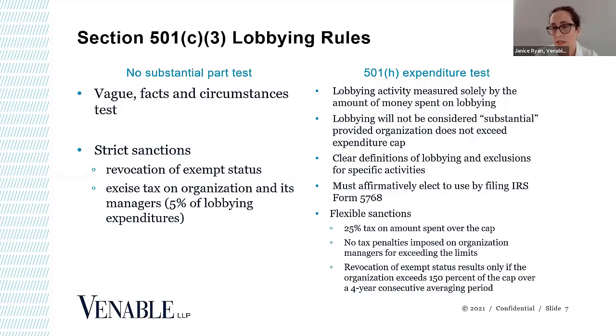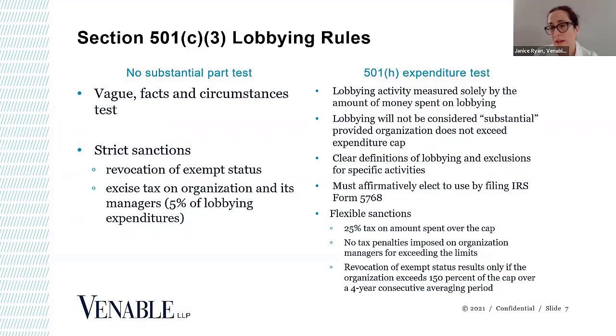If you decide to measure your lobbying activity under the no substantial part test, unfortunately, you have essentially an "I know it when I see it" test. It's a very vague facts and circumstances test. If the IRS were to determine that the organization had engaged in too much lobbying, so substantial lobbying, the organization could be subject to significant sanctions up to and including revocation of exempt status and the assessment of penalty taxes on the organization and its managers.